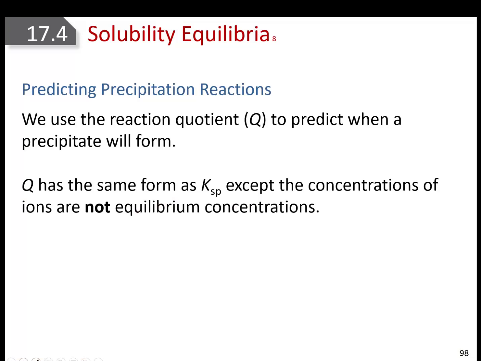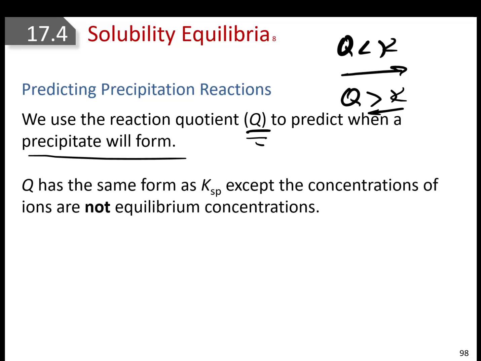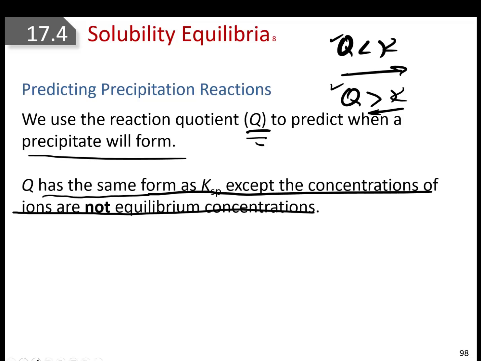Okay. So how do you predict when a reaction is going to form a precipitate? Well, it's just like equilibrium. If Q is less than K, we know the reaction goes in a forward direction. If Q is greater than K, we know the reaction goes the opposite direction. So we're going to use reaction quotient to predict when a precipitate will form. Q has the same form as KSP except the concentrations of ions are not at equilibrium concentrations. Remember, Q is non-equilibrium concentrations. So we've done this. It's just doing what we already know and applying it to solubility versus acid-base reactions.